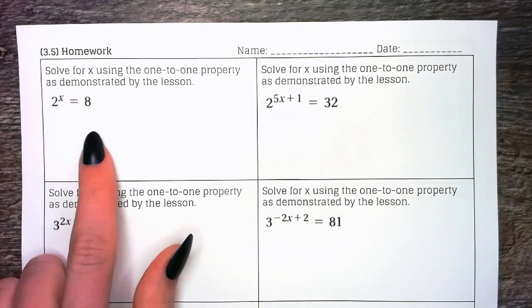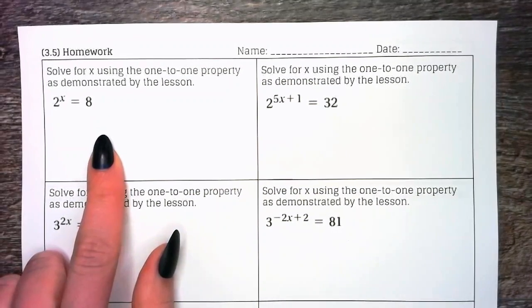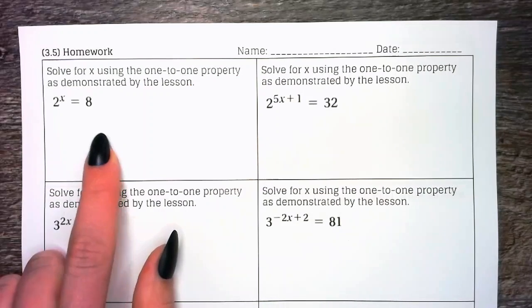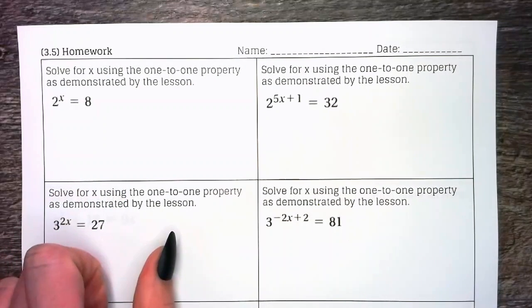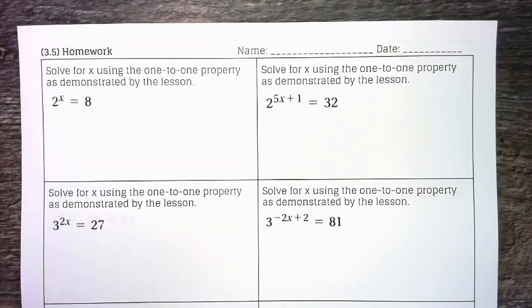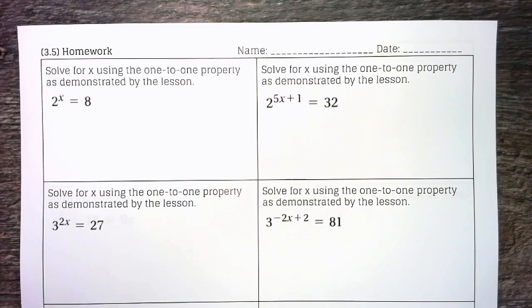Let's start over here with this first example. The directions will say the same thing, solve for x using the one-to-one property as demonstrated by the lesson. So let's dive right in. Towards the end of this sheet, there are a few questions about factoring because that did pop up in some examples where we were solving our exponential equations, but we will cross that bridge when we get to it.